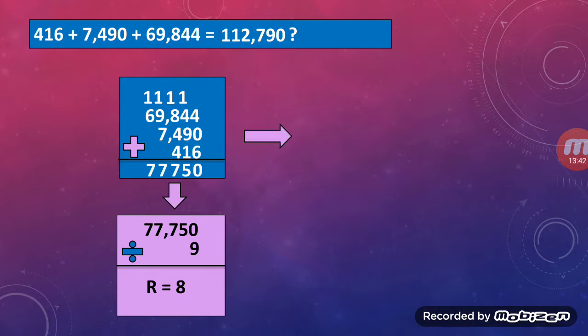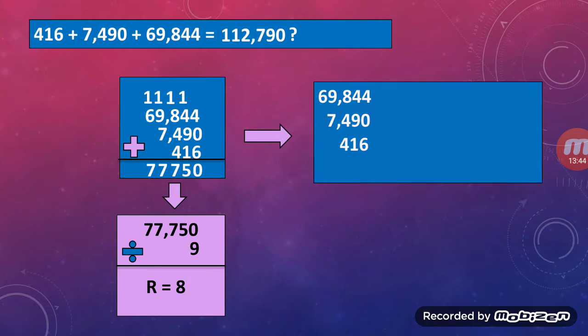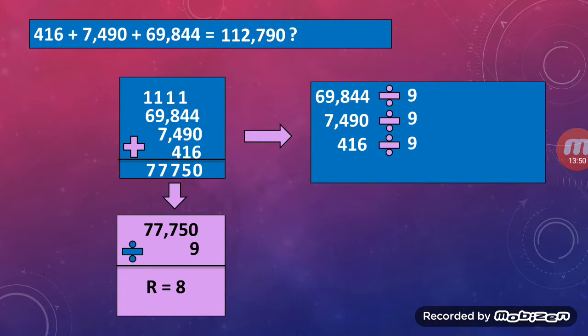Jot down the actual answer if you feel the need, but the remainder is what we need to pay most attention to. So now, going over to the right side, we're going to take all of the individual numbers and we'll divide those by 9. And they'll all yield their own answers with their own remainders. 69,844 divided by 9 will give us 4. 7,490 divided by 9 will give us 2. And finally, 416 divided by 9 will give us 2. So then we're going to add those numbers together, which will give us 8.